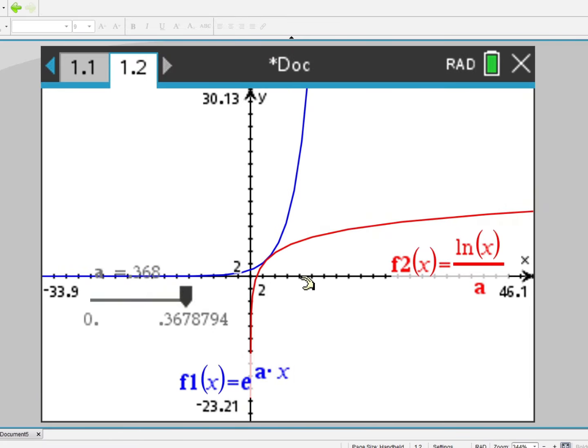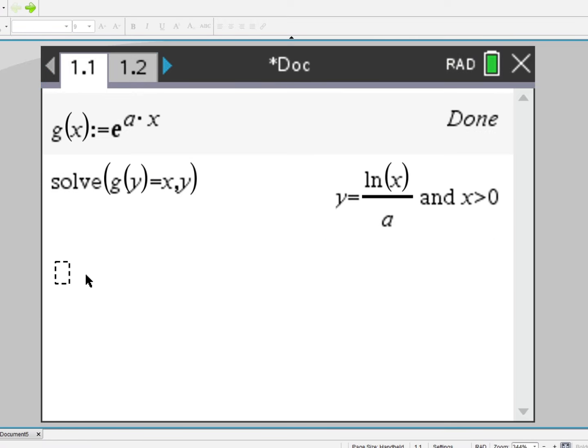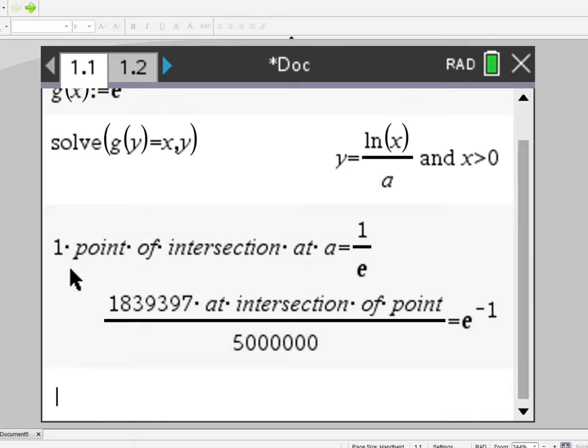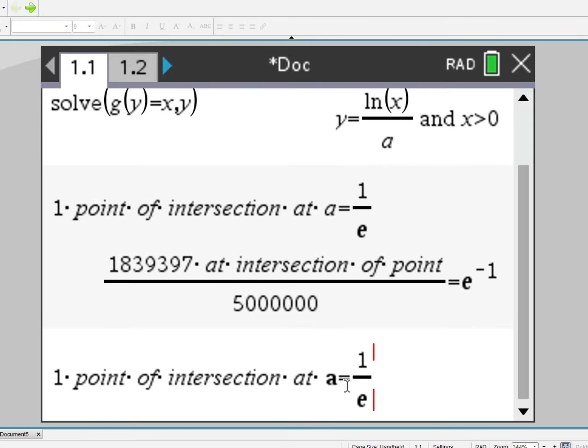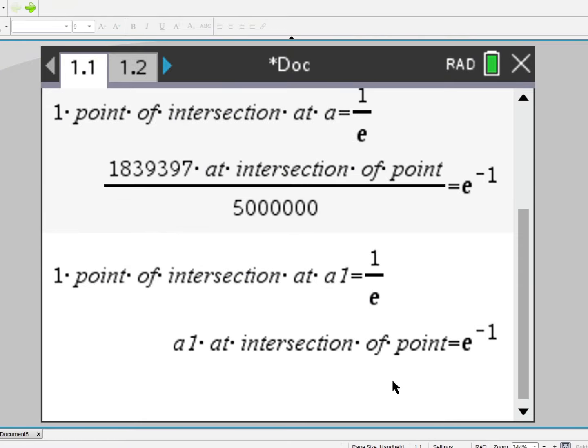So when a is equal to 1 over e, I'm just going to say there's 1 point of intersection. It has to do this because a is already defined, so let's call it a1. So a has to be 1 over e. So that's already 1 point of intersection. That's a great way.